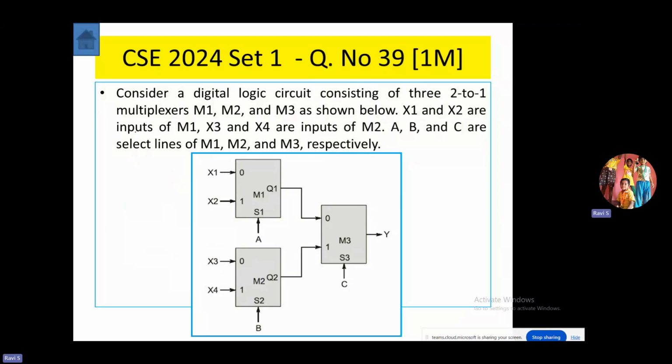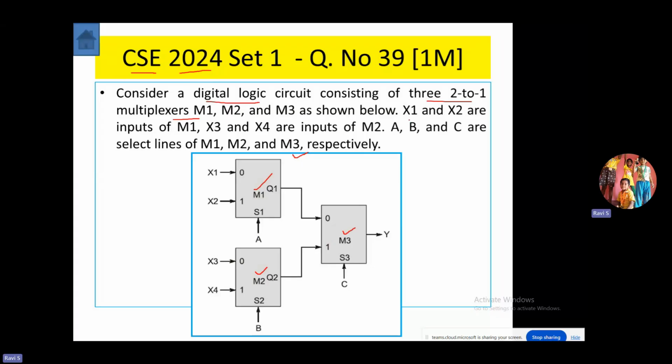In this tutorial, we are going to see a GATE question asked in the CSE department in the year 2024. Consider the digital circuit shown below, which has three 2-to-1 multiplexers, namely M1, M2, and M3.